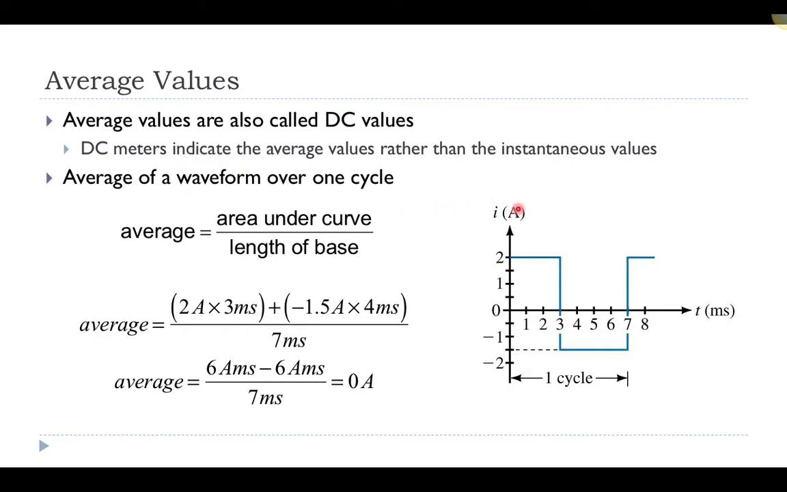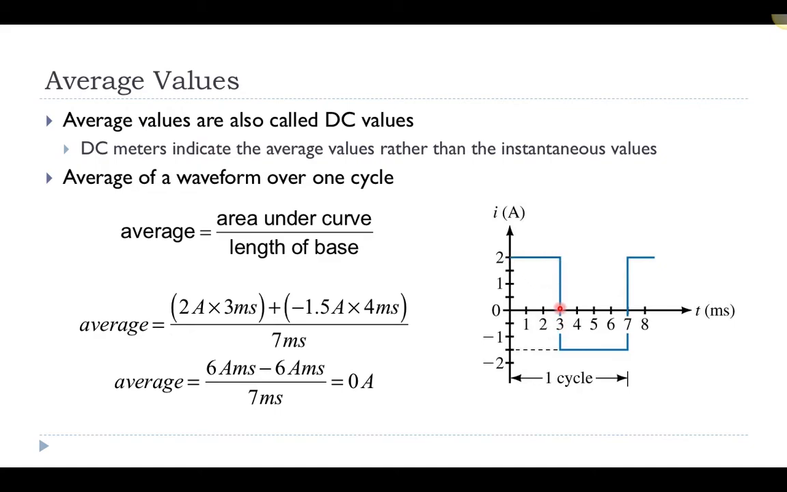And so in this case, I have current, which is a function of time, and it is changing with respect to time in the sense that sometimes the current is positive 2 amps. So over 3 milliseconds, it's positive 2 amps. And then it drops immediately to negative 1.5 amps over a period of 4 milliseconds until it reaches 7 milliseconds. So this is relatively easy to calculate the area under the curve if I want to know the average.